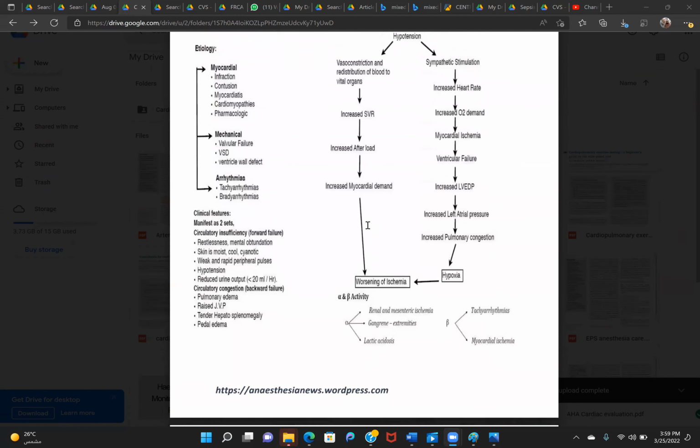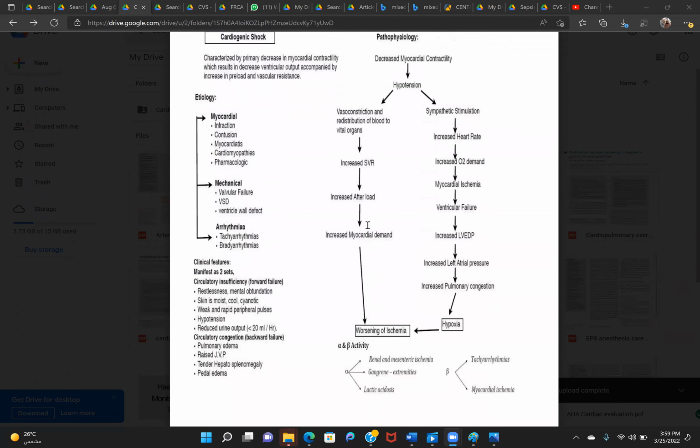So now, how to manage it? I will not go to the next slide. If someone wants to answer how to manage cardiogenic shock. Who wants to answer? I hope, Surya, your voice is better now. Try again.